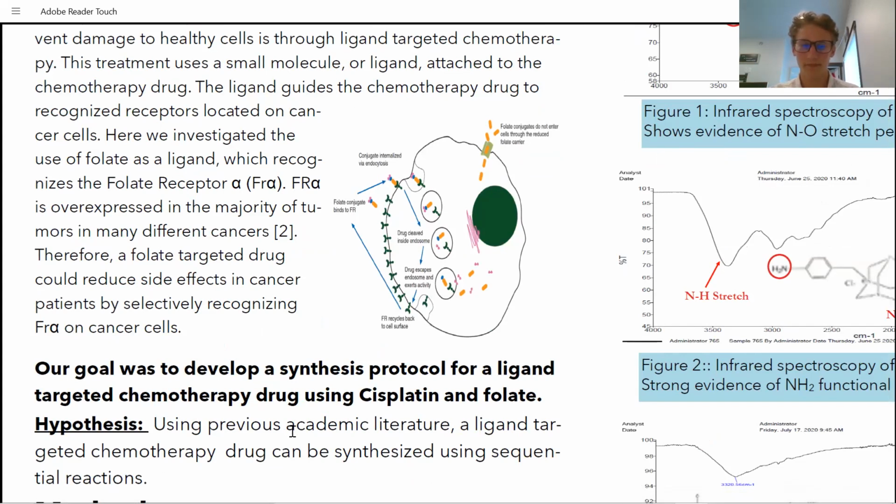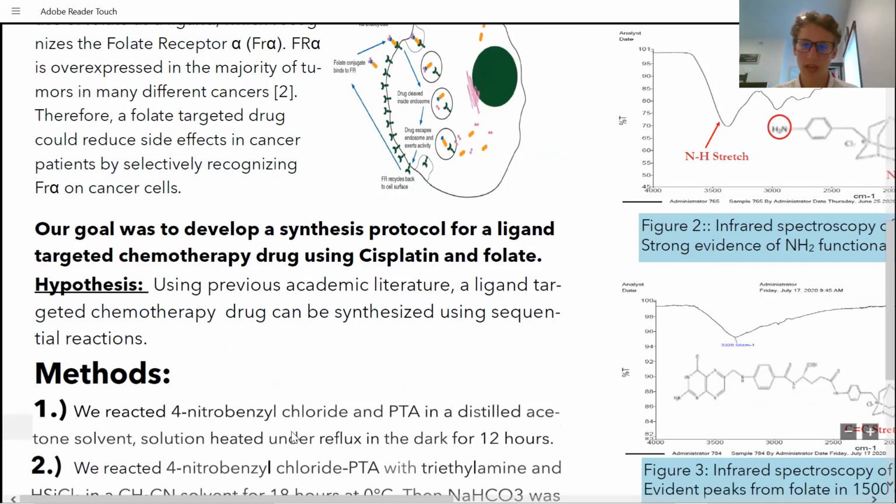So the goal, as I've previously mentioned, was to make a ligand-targeted chemotherapy drug using cisplatin and folate. In this process, it was a two-pronged approach. I was trying to make an amide link, which essentially means I was trying to attach folate to cisplatin using an amide linkage. An amide means a carbon double bonded to an oxygen, and that same carbon is bonded to a nitrogen. Onto that nitrogen is the folate, or the PTA molecule. So that's the bond that's attaching these two structures.